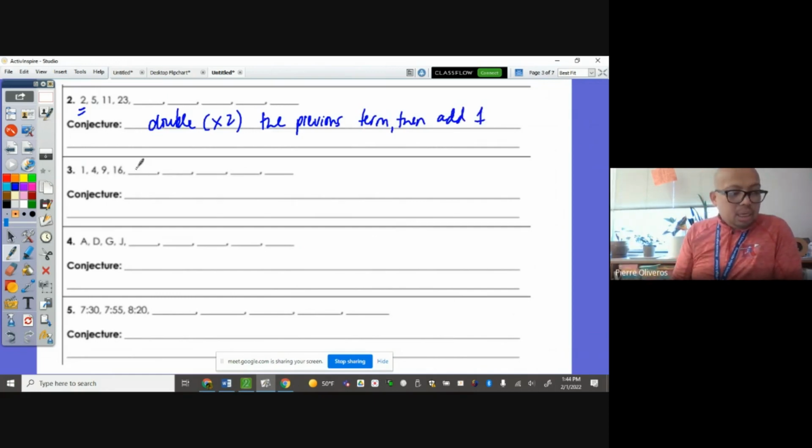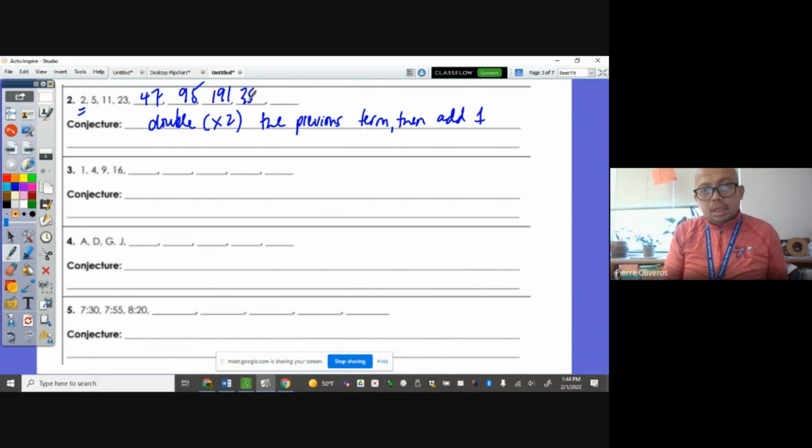So the next term will be, we need a calculator here, 23 times 2 plus 1 is 47. Times 2 again, plus 1 gives us 95. Times 2 again, plus 1, it's 191. Times 2 again, plus 1 is 383. Times 2 again, plus 1, it's 767. Very simple, right?